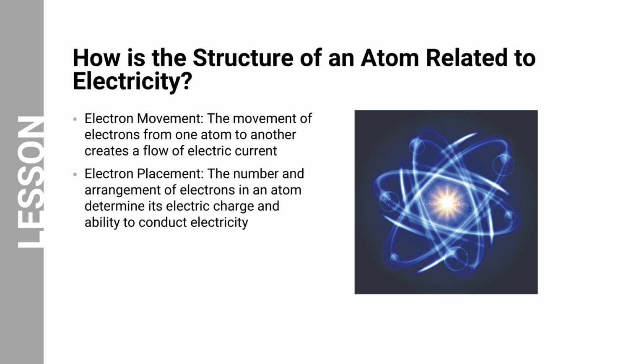So, the structure of the atom, particularly the arrangement and behavior of electrons, dictates how electricity interacts with different materials and ultimately creates the flow of current.